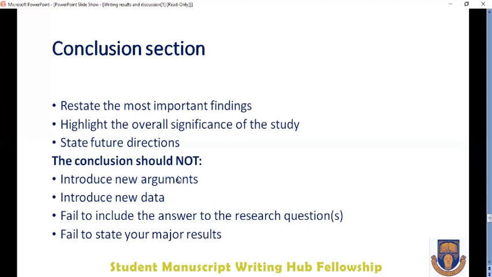So when you cover the other aspects of your work and read your conclusion, you must ask yourself, does this conclusion answer the exact question I started with? If it does not, then you need to rephrase that conclusion. Then you must state your major finding.